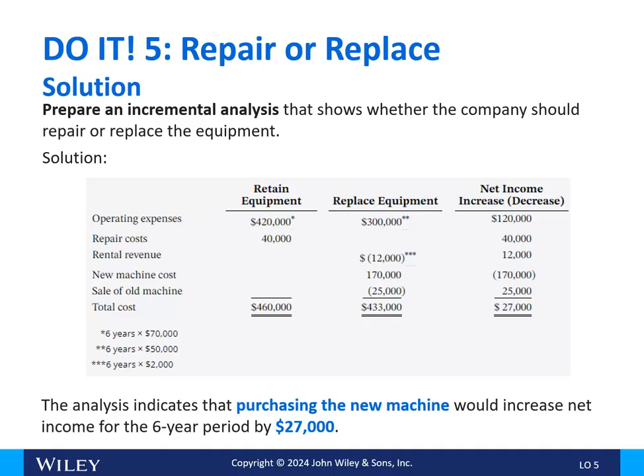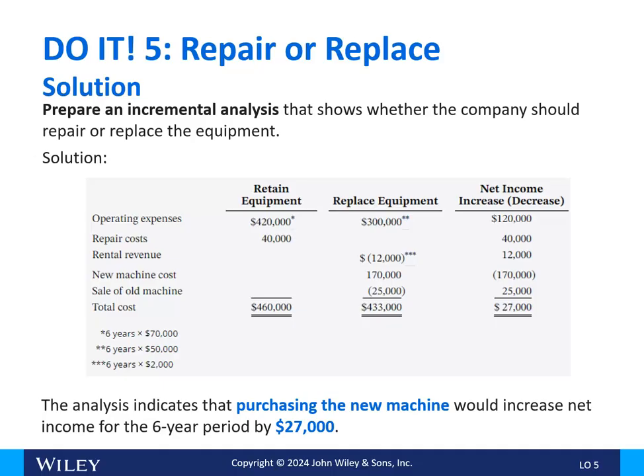So if we do the analysis, we have $420,000 of operating cost, 6 years of $70,000, $40,000 as repair cost, $460,000 total. If we replace it, our operating costs go from 70 to 50 per year. For 6 years is 300,000. We don't have the repair costs. We're going to have rental revenue of $12,000, $2,000 a year. That's going to decrease our cost on the replace column.